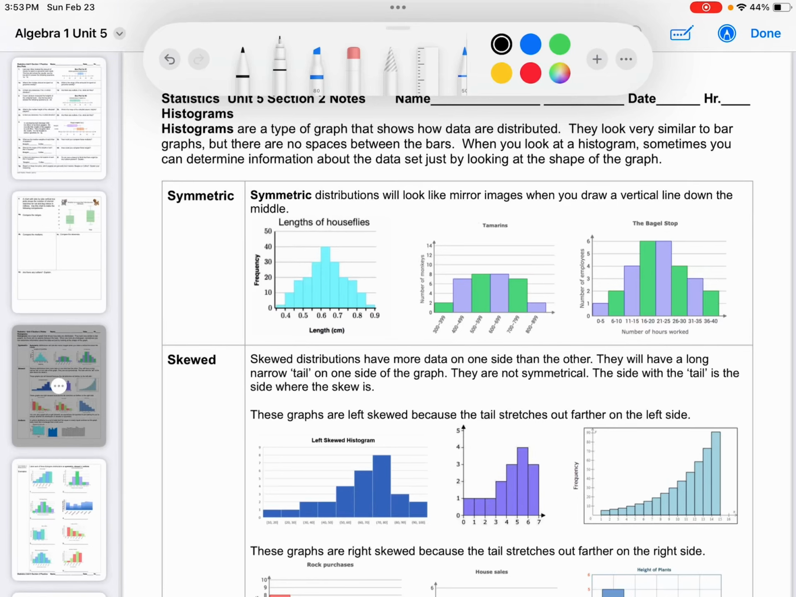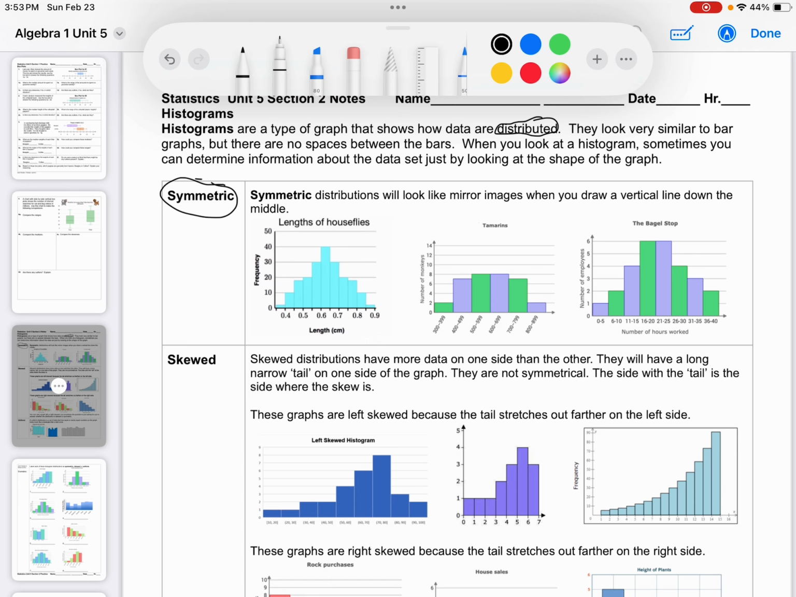Okay, next we're going to be looking at what is called a histogram, which is essentially just kind of like a bar graph. And this shows a way of how data is distributed. So if we're looking at distribution, we're probably going to be looking at a histogram. And there's different types of distributions of data that we can be looking at, and we're going to go through some of these. So the first type of distribution that we will look at is symmetric.